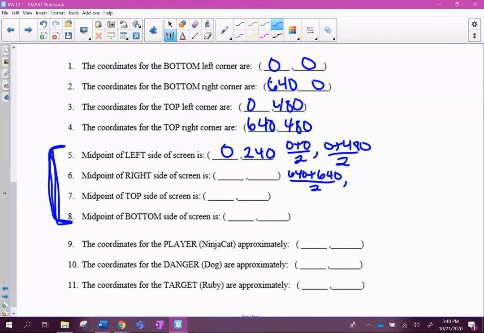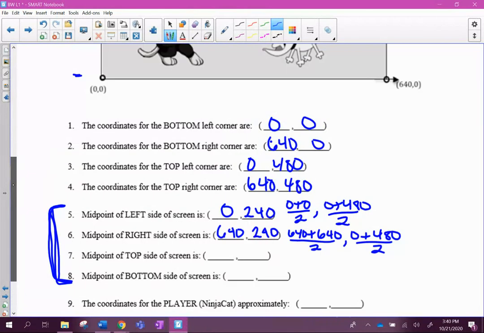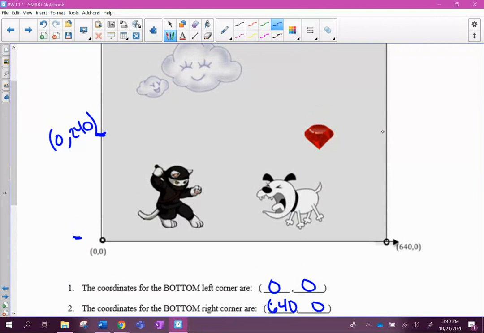Right? So the midpoint of the right-hand side of the screen, we would be doing 640 plus 640 divided by 2, comma, 0 plus 480 divided by 2. So 640 plus 640 divided by 2 would give me 640. And then we already know 480 divided by 2, and that's 240. So my coordinate on the right-hand side at the midpoint would be 640, 240.